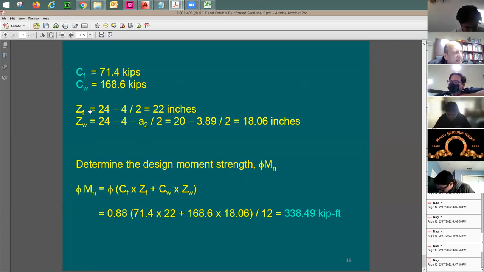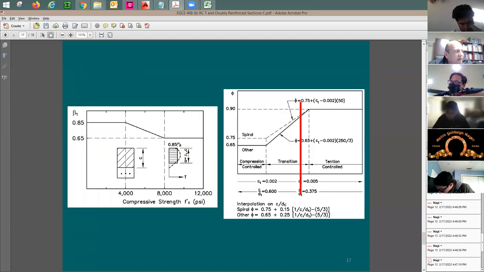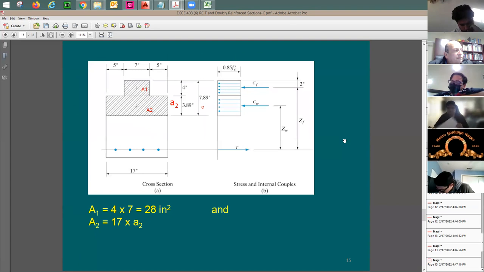And then we can do the same thing for the Z's. What is the Z's? This is the distance from the compression force to the tension force. Let me go back. The first one is called ZF. How can I do this? It's going to be equal to 24, subtracting 2 inches. Why 2 inches? Because it's 1/2 of the flange. How about ZW? It's going to be equal to 24 inch minus 4. Why minus 4? Because I need to subtract the flange. Minus 3.89 divided by 2. Why 3.89? Because this compression force is going to be at the mid height of A lowercase 2.